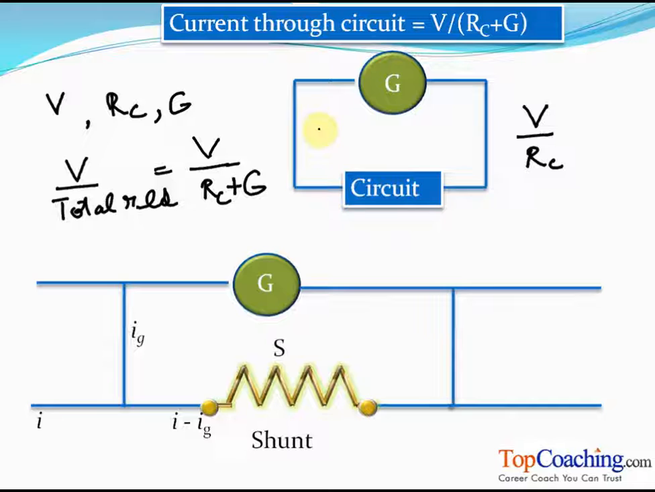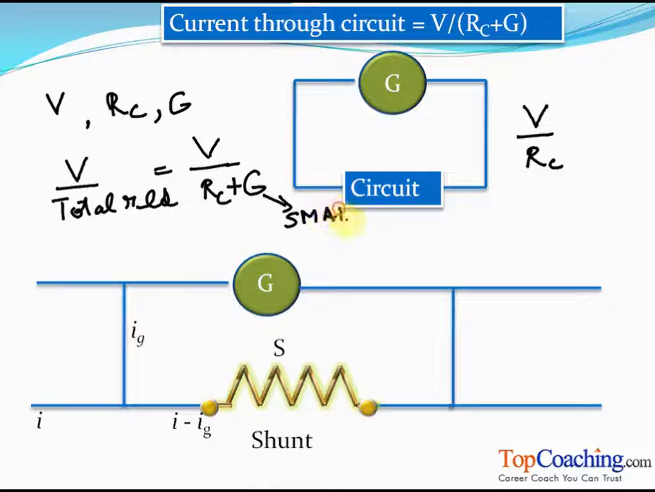The galvanometer reading will tell us the new current when the galvanometer is itself connected in the circuit, but the actual current is V divided by RC when there is no galvanometer. Now how do we obtain an accurate reading? To obtain an accurate reading, we need the value of G to be very small, isn't it?